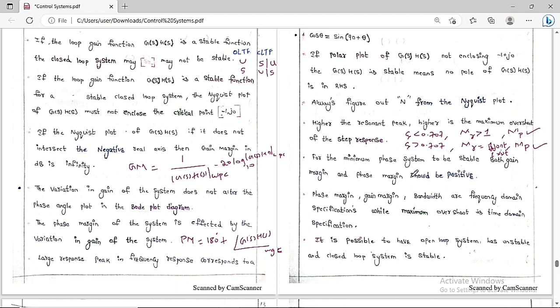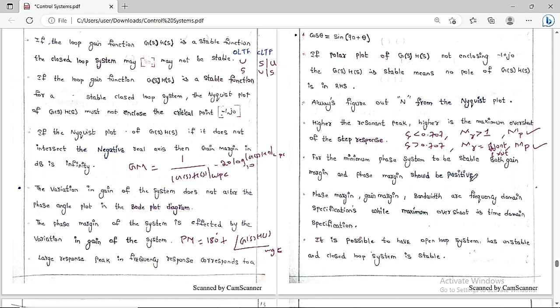The next point is, for a minimum phase system to be stable, both the gain margin and the phase margin should be positive. I already told you what a minimum phase system is. Minimum phase system means all the poles and zeros lie in the left half of the s-plane. If at least one zero lies in the right half of the s-plane, then we say it is a non-minimum phase system. So a minimum phase system is said to be stable when both the gain margin and the phase margin are positive.